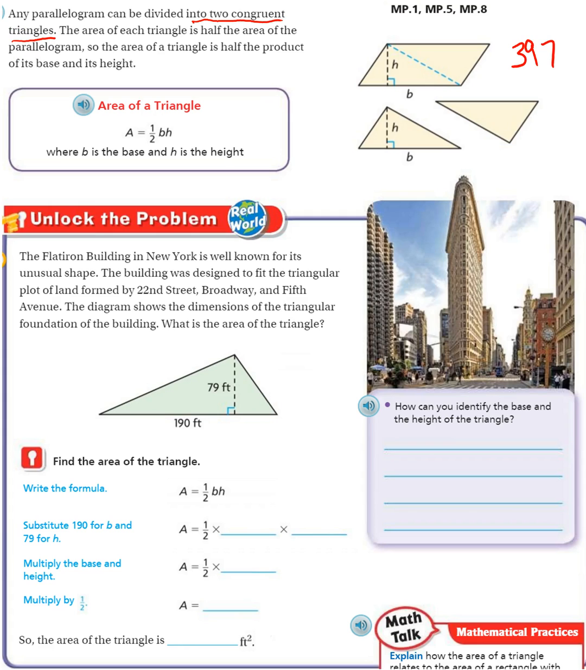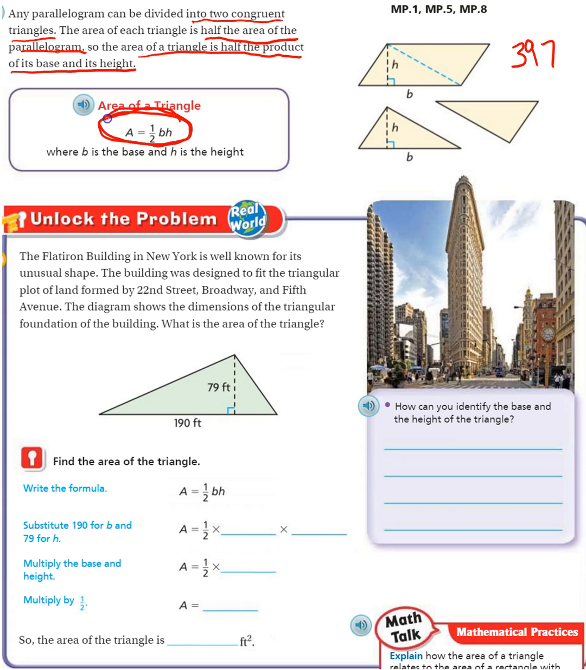Okay, any parallelogram, rectangle, or square, we can break it apart into two congruent triangles, which is why we can use that formula, area equals base times height divided by 2. So the area of each triangle is half the area of the parallelogram. That's why we divide it by 2 or multiply by 1/2. So the area of the triangle is half the product of its base and its height. Again, we learned that last Friday. So here is our formula.